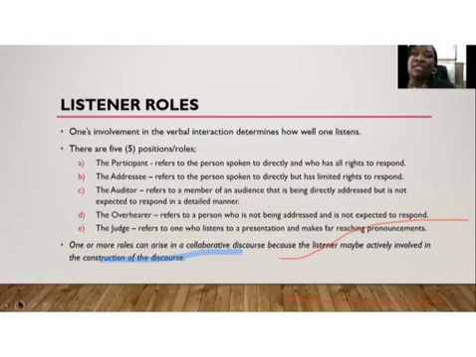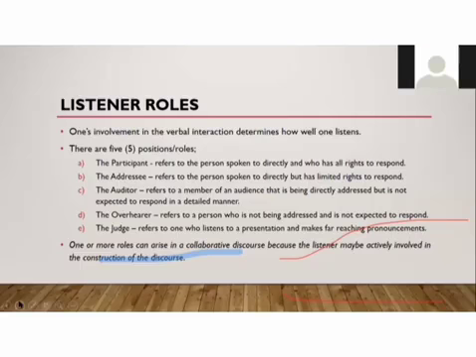The fourth role is that of the overhearer, and this refers to a person who is not being addressed and is not expected to respond. That person just happens to be within hearing range of the discussion. The discussion is not being addressed to that person, and the person has no right to respond.